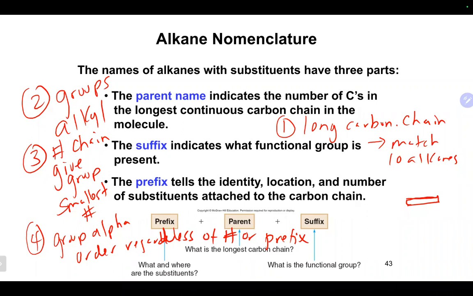Now, when you have an option of numbering one way or the other, and it doesn't really matter because both groups end up at the same numbers, you would number whichever way gives the alphabetically first group the smaller number, if it happens to be that way.